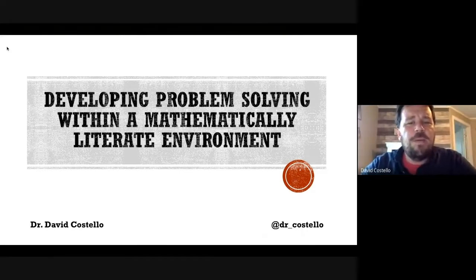So we're going to talk about developing problem solving within a mathematically literate environment. I know that problem solving has been a focus for quite some time in math classrooms, but I think why we are still seeing questions and concerns surrounding students and problem solving is that we're not quite going deep enough into the instruction and into student learning. So what I'm going to share today is a framework that we can do that, and some specific strategies about how to bring that out in the classroom.